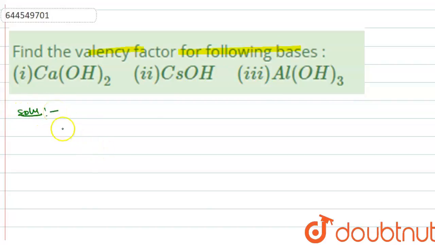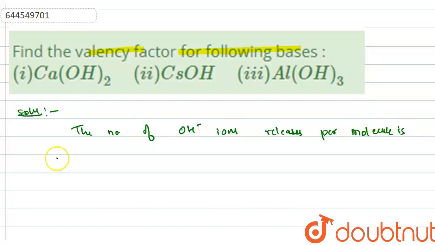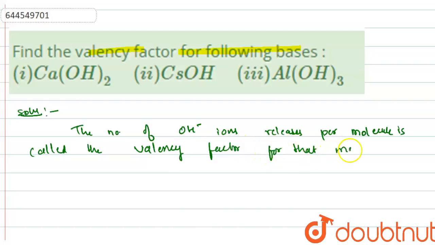So firstly understand what is valency factor. For bases, the number of OH minus ions released per molecule is called the valency factor for that molecule. Okay, so let's see the first option, which is Ca(OH)2.